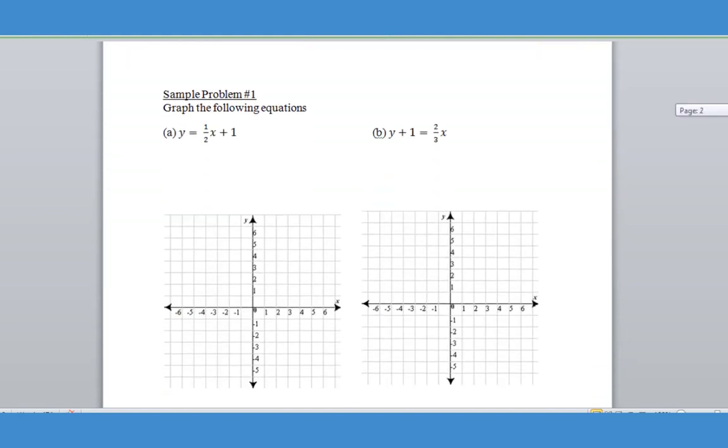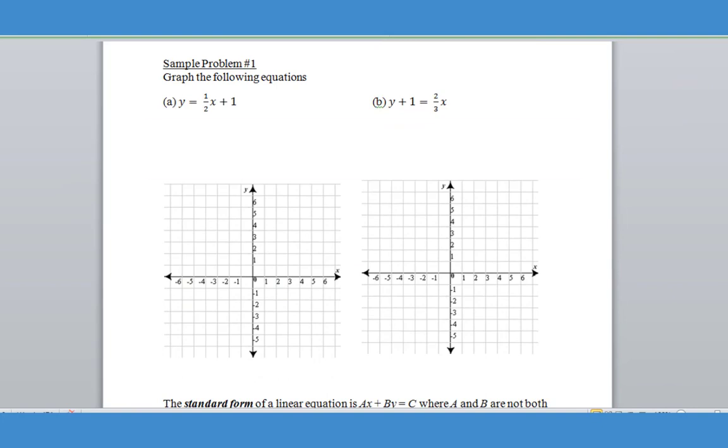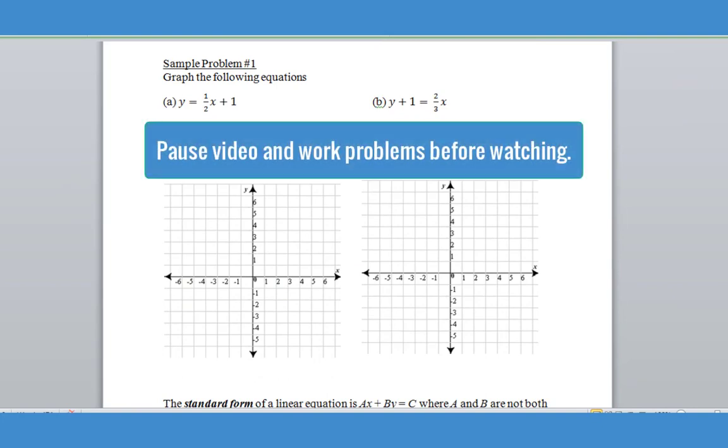So let's take a look at sample problem 1. We have part A and part B. I'm going to ask you to quickly pause the video and try to draw the line for these two graphs. Please use a straight edge, as it'll make your lines a lot better.